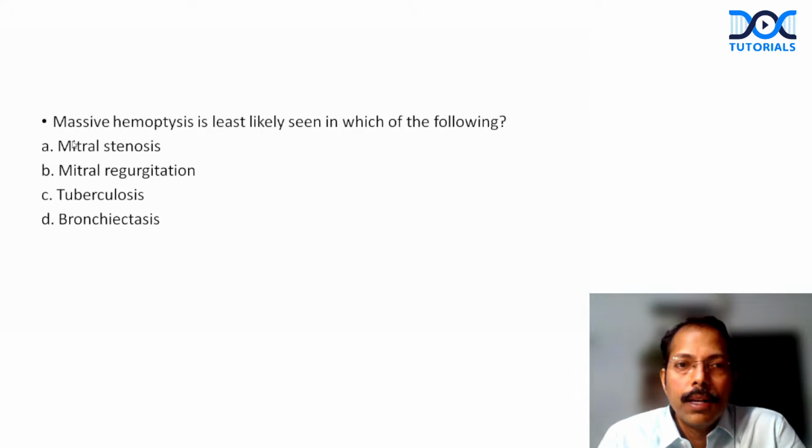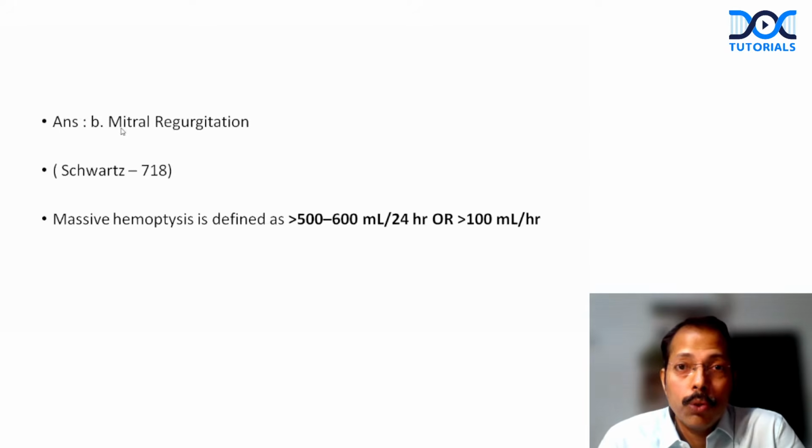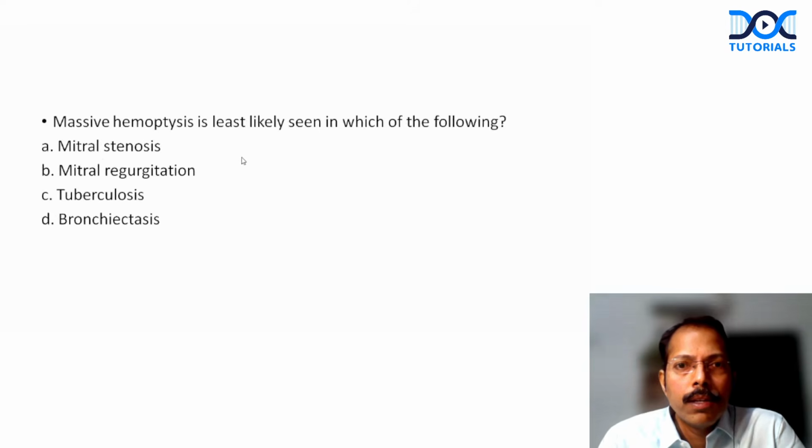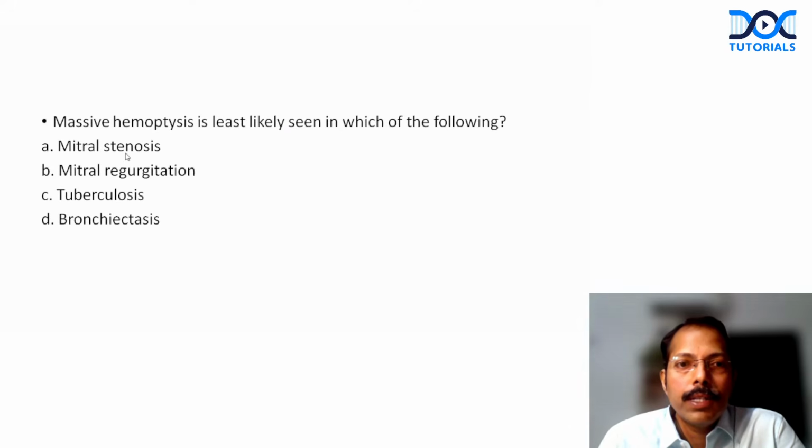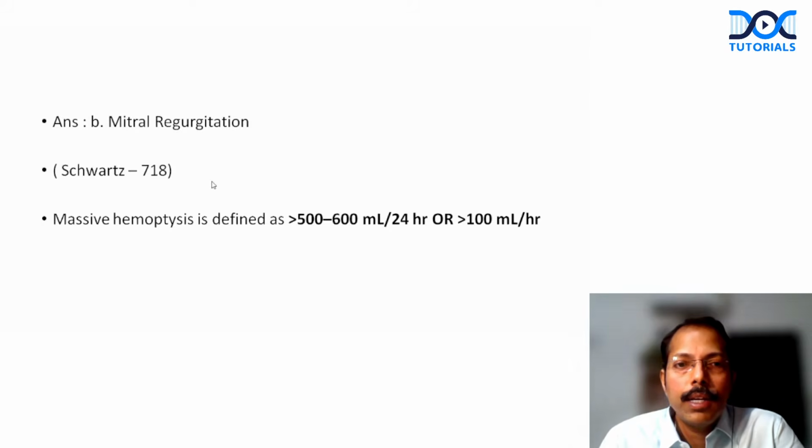A non-thoracic etiological factor causing a massive hemoptysis is mitral stenosis. Okay, so massive hemoptysis is least likely. So the answer is mitral regurgitation, and one of the non-thoracic etiological factors causing massive hemoptysis is mitral stenosis. So in this question, which is least likely, okay, the option is mitral regurgitation. Here it is clearly given in Schwartz.